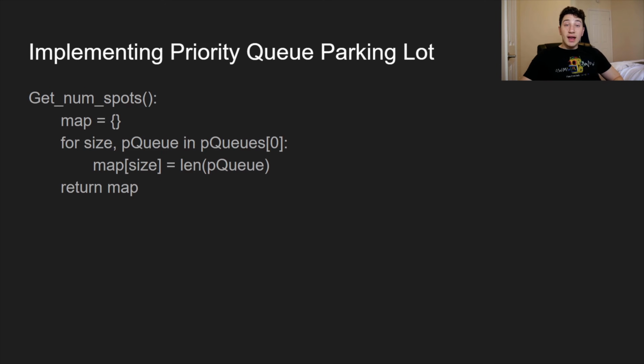Phew, so I know that's a lot, but we're still going. Let's go ahead and get through this. The easy method to implement is actually getting the number of spots. So basically, we only really need to consider one set of queues here.